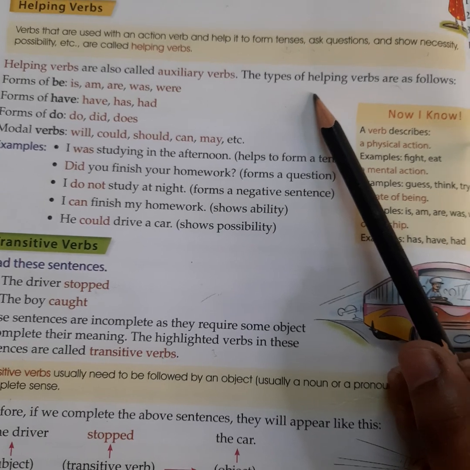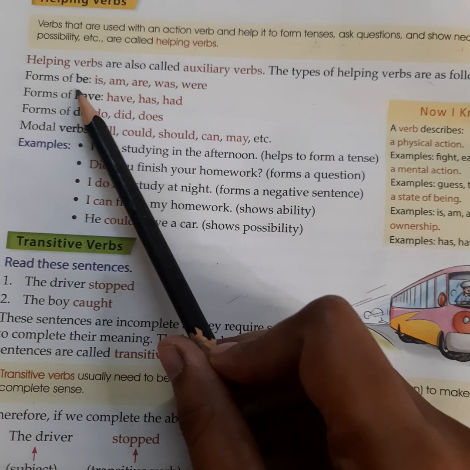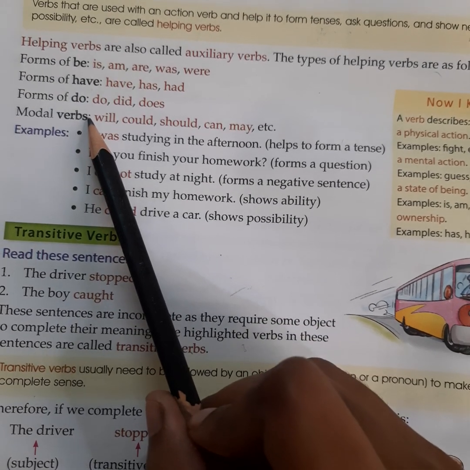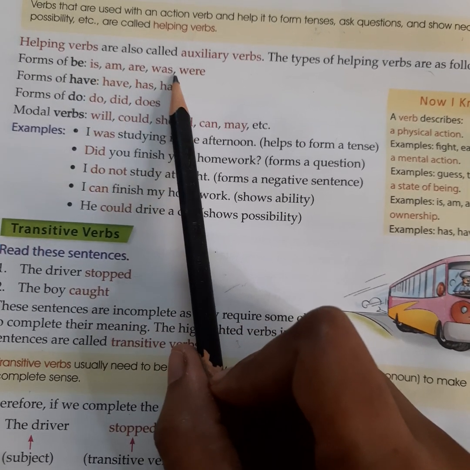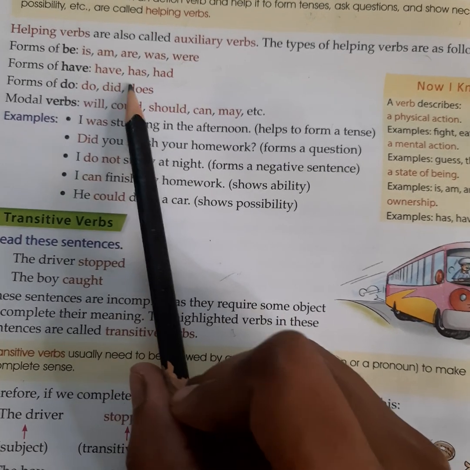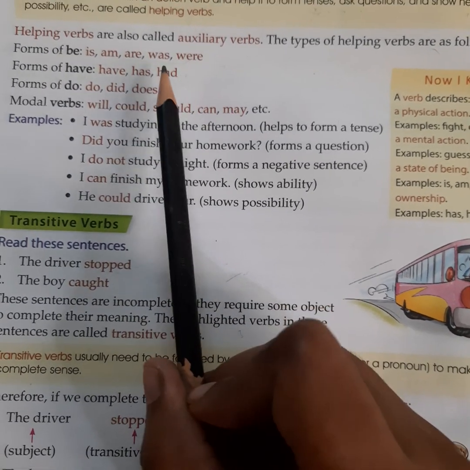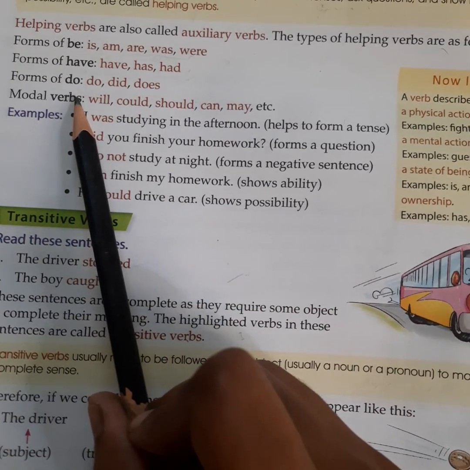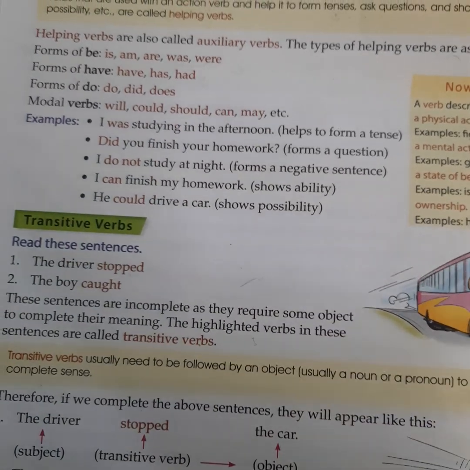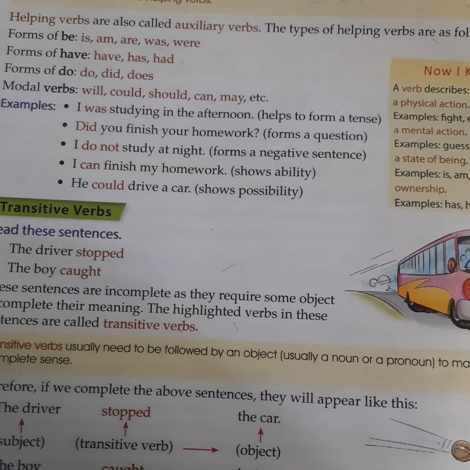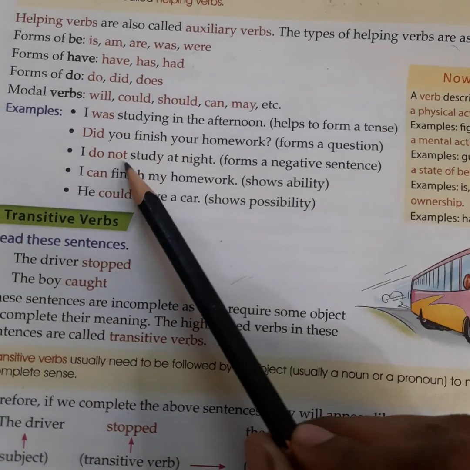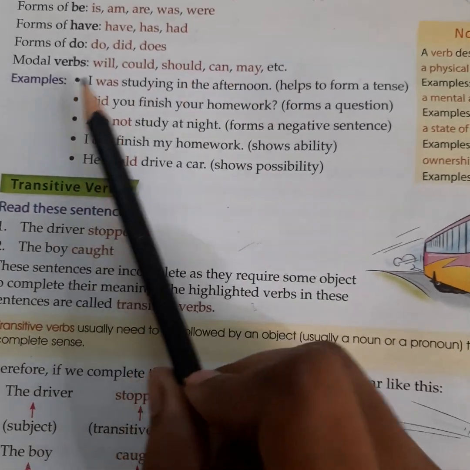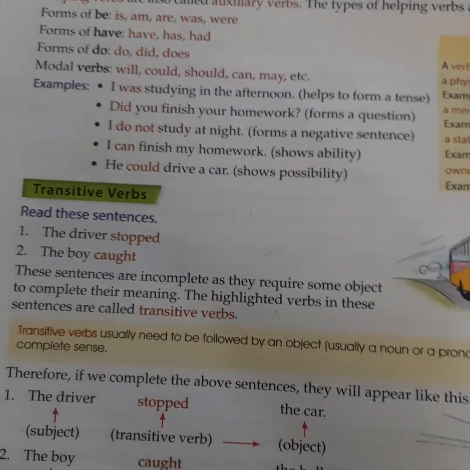The types of helping verbs are as follows: forms of be, forms of have, forms of do, modal verbs like this. Form of be is am, is, are, was, were, will, shall, like this. Has, have, had, only these three are there. यहाँ पर has, have, had only three होते हैं, इसमें will, shall भी होते हैं. And do means do, did, does. Modal verbs are would, could, should, can, may, might, etc. Examples you can go through by your own, आप खुद से पढ़ सकते हैं.